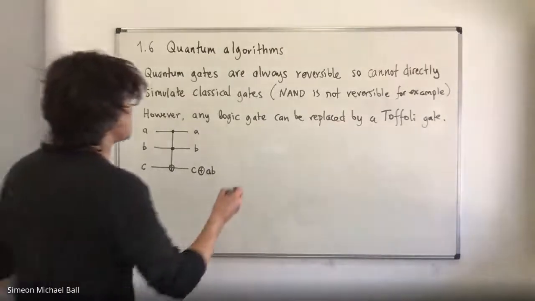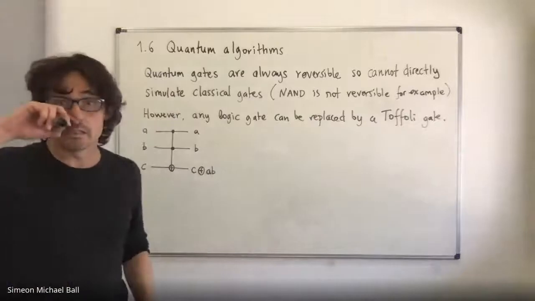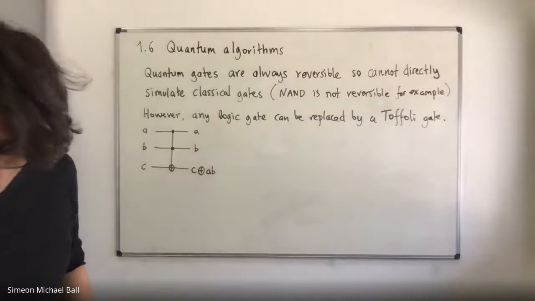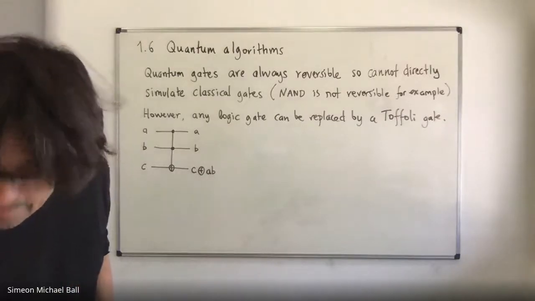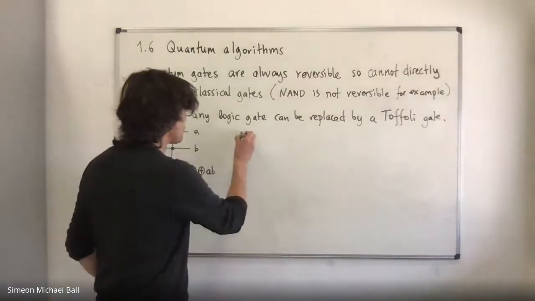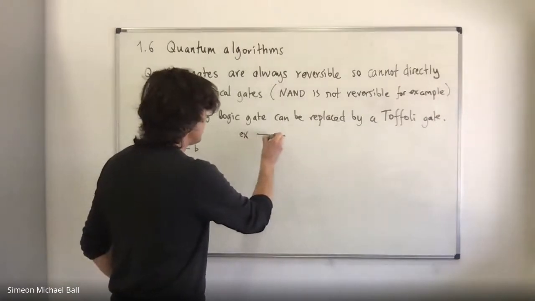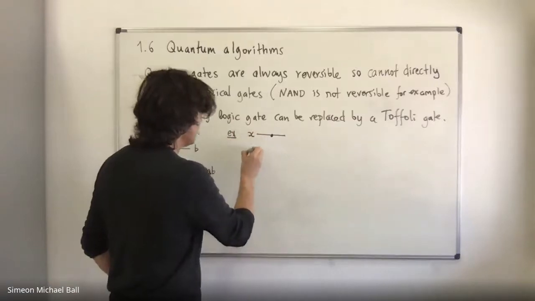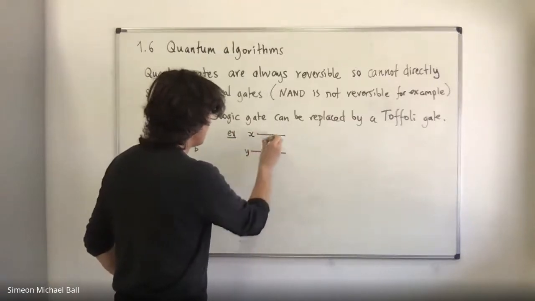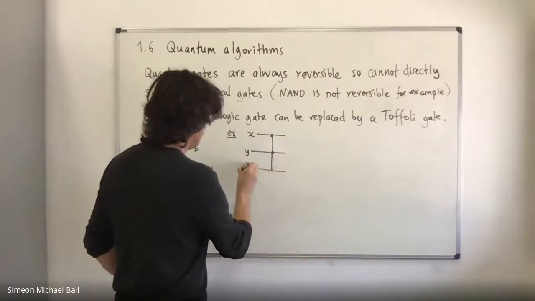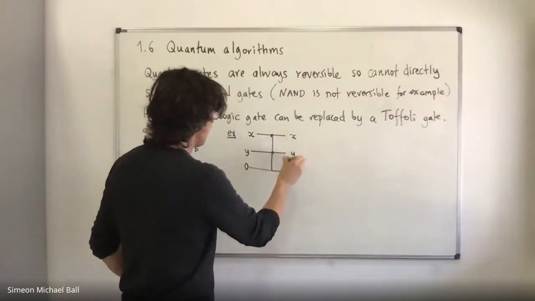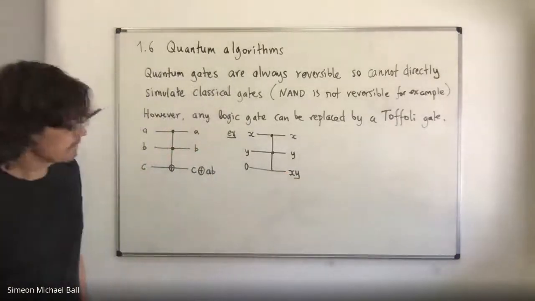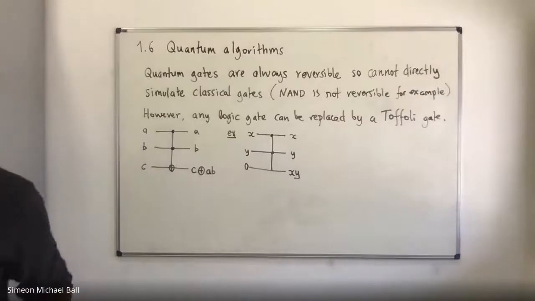Now, it's one of the exercises to show that all logic gates can be replaced by these reversible Toffoli gates. I'll do a couple of the easier ones for you. The first one is straightaway, so let me do that one. If you have X coming in here and Y coming in here, and you start off with 0 here, then you have X, Y, and X·Y. So this is AND.